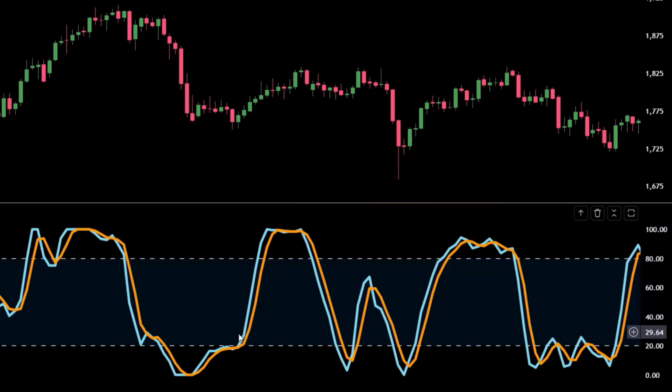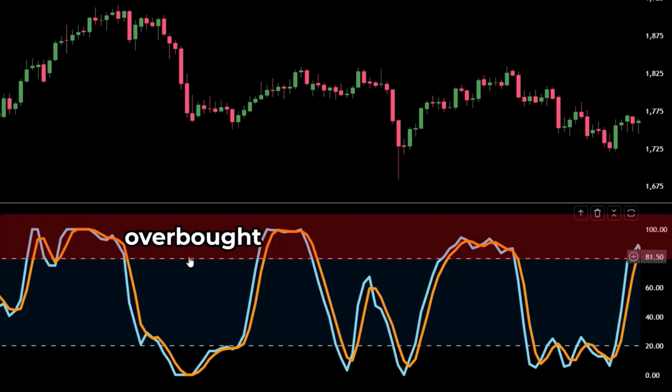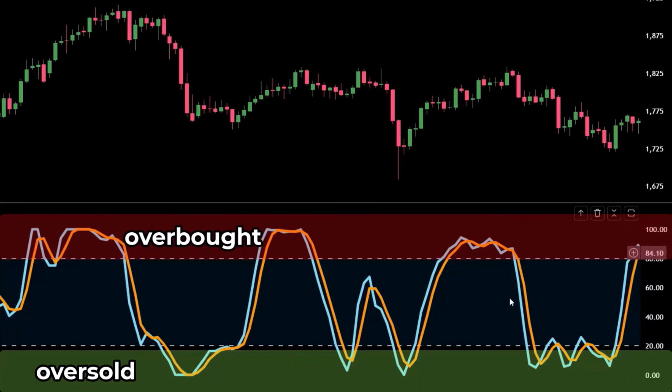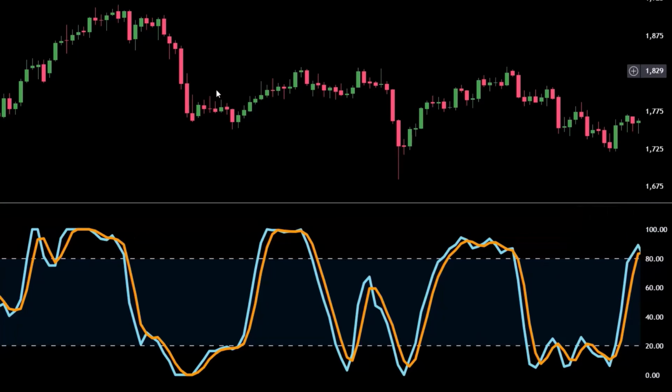We also have two important zones. Above 80, this is overbought. Below 20, this is oversold. Now watch what happens when price drops. When price drops strongly, stochastic RSI goes below 20. This means RSI itself is becoming very weak.